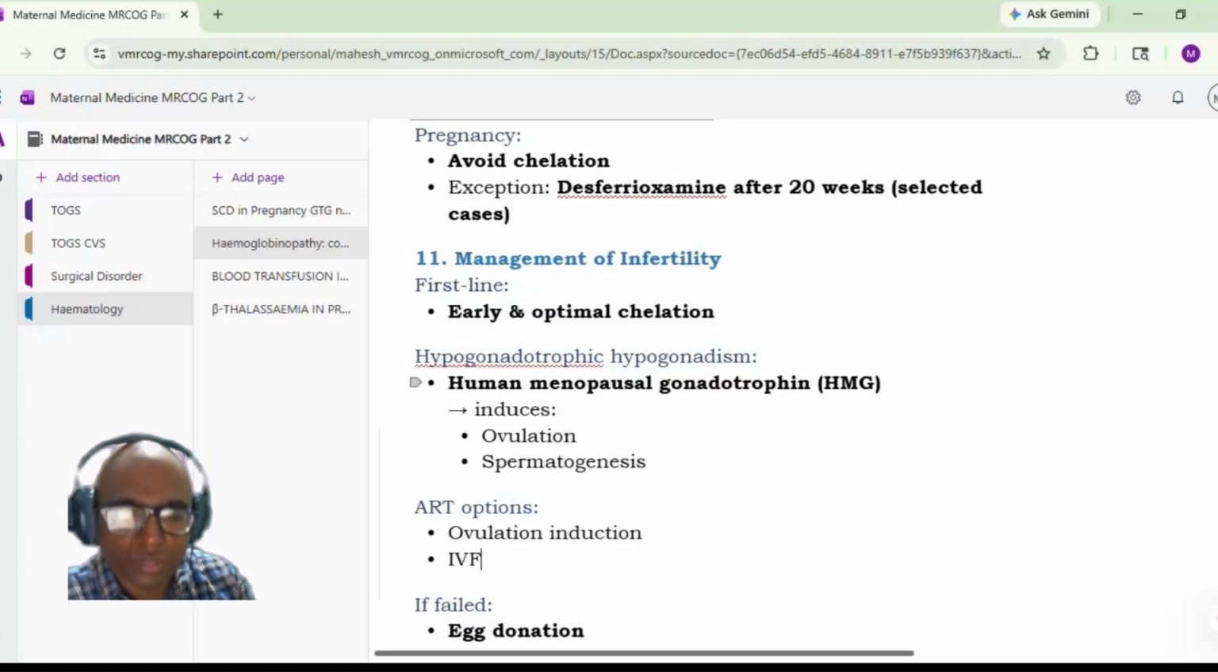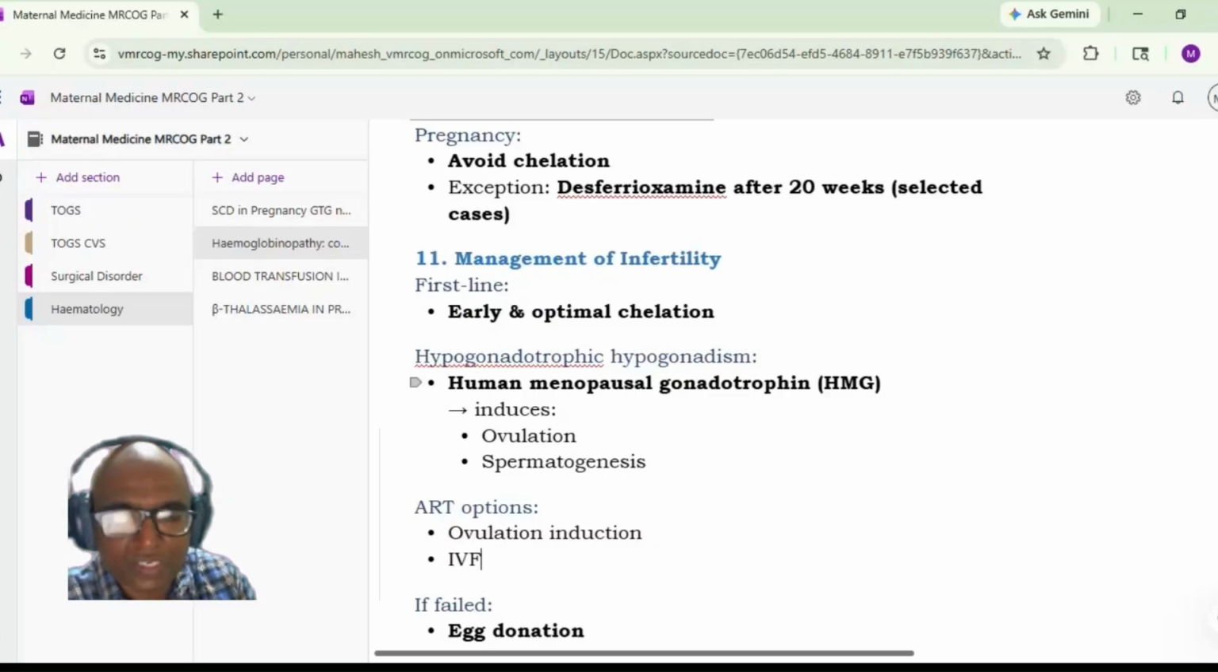Then you have to stop the chelation before conception. First, optimize the iron overload of these patients by going for chelation. Then hypogonadotropic hypogonadism will require stimulation with the help of HMG. So only oral stimulation like clomiphene or letrozole may not be sufficient. These patients will require gonadotropins, which will be required for ovulation or spermatogenesis.